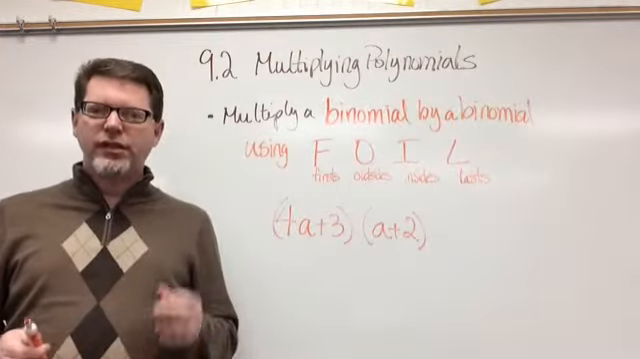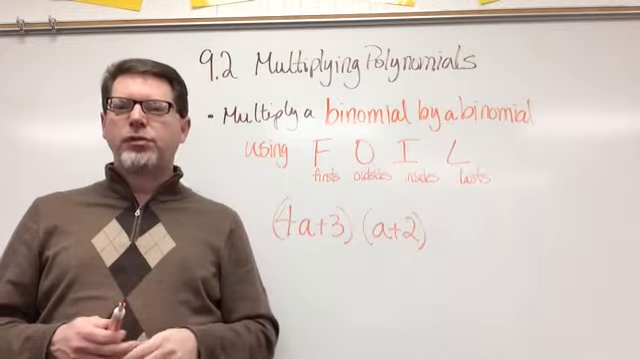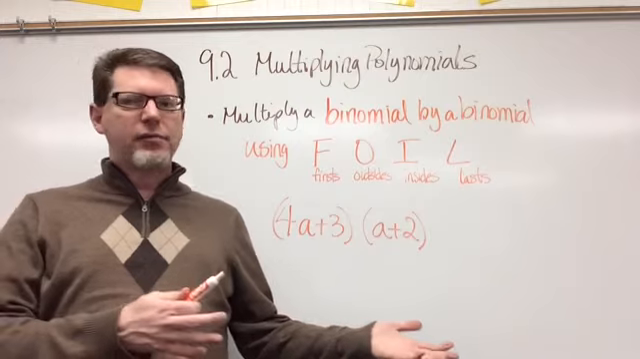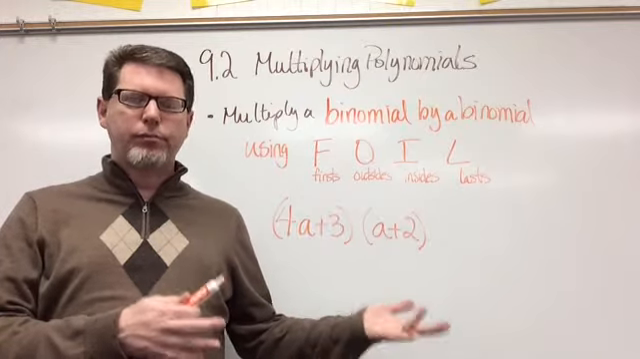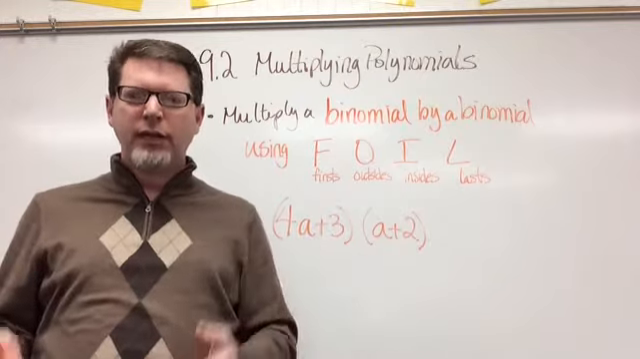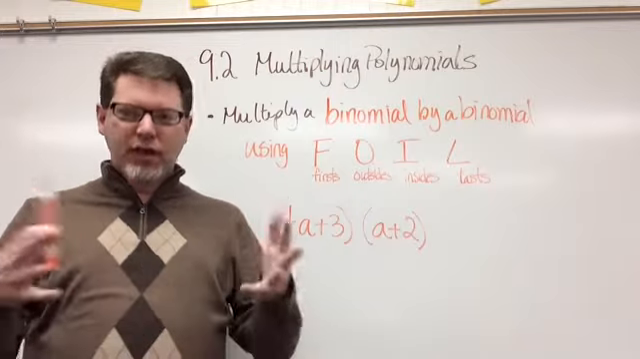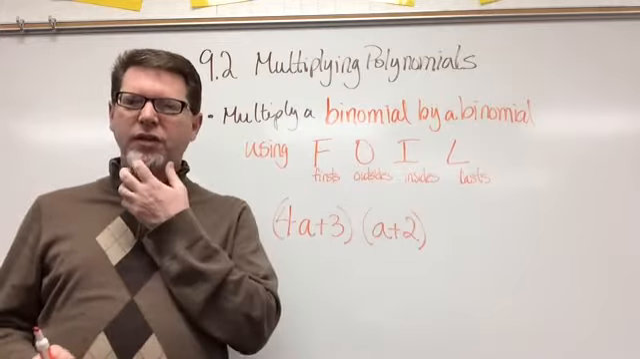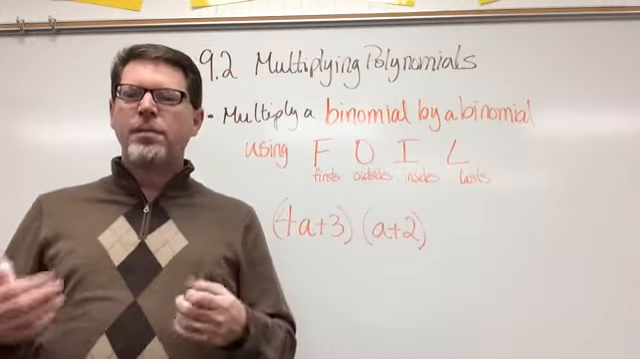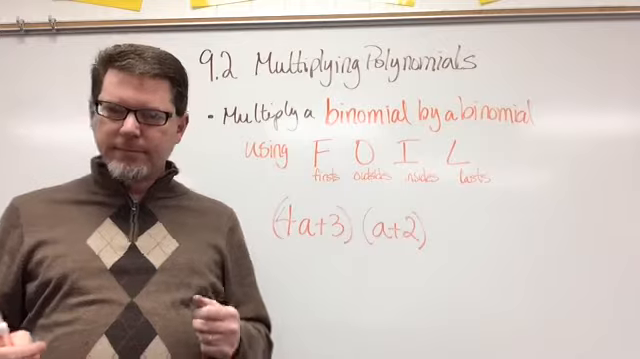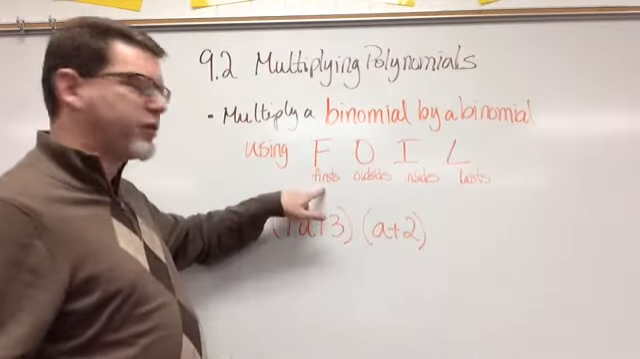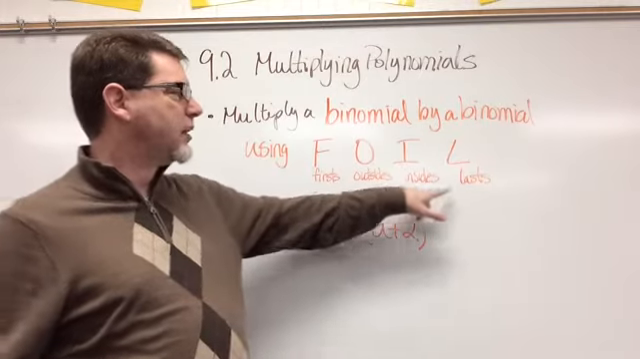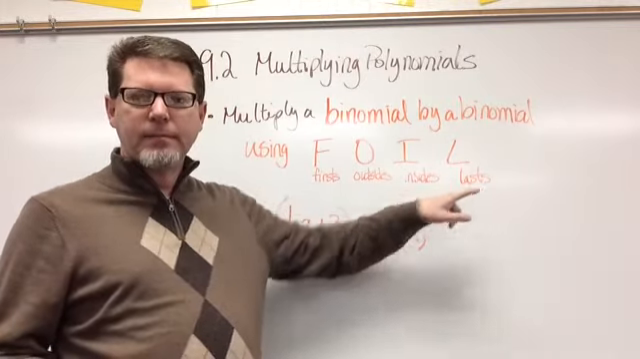The last part of this section is multiplying a binomial by a binomial. Now, you can do it exactly the same as what we have been doing with multiplying a polynomial by a polynomial, but with binomials, they've come up with this shortcut called FOIL. And FOIL is another way that you can use just to make sure you get your answer correct. Okay? F stands for the firsts, O stands for the outsides, I stands for the insides, L stands for lasts.